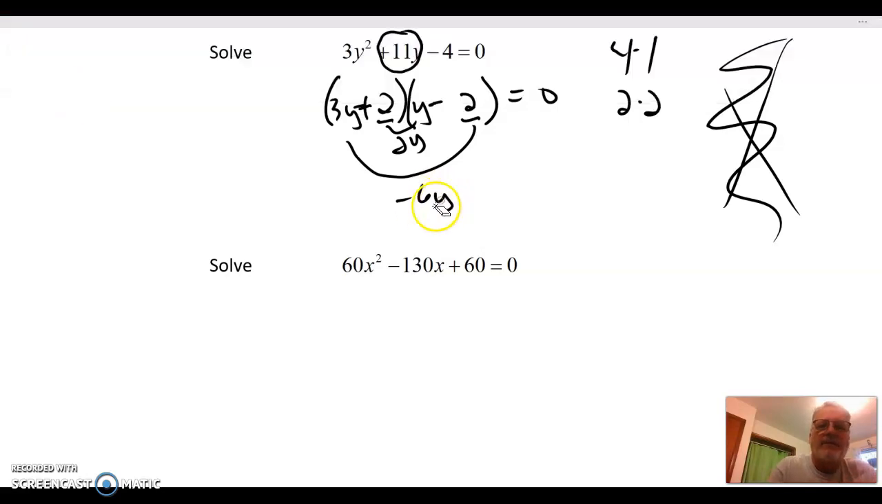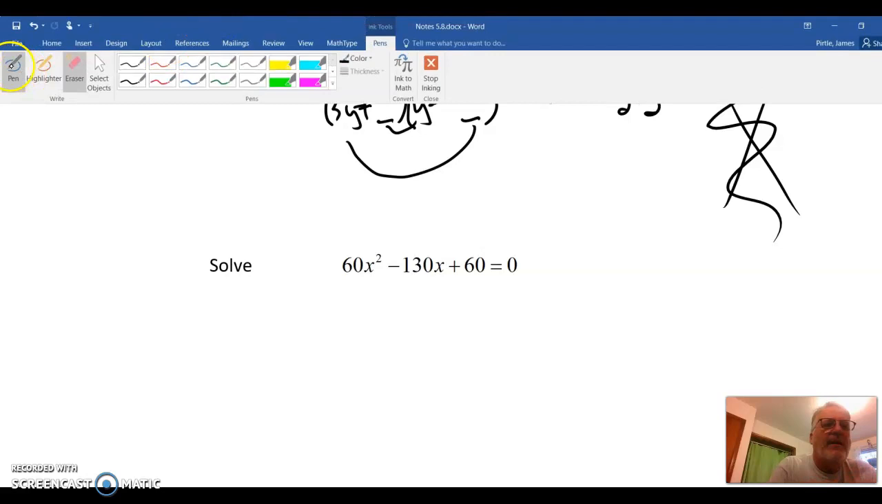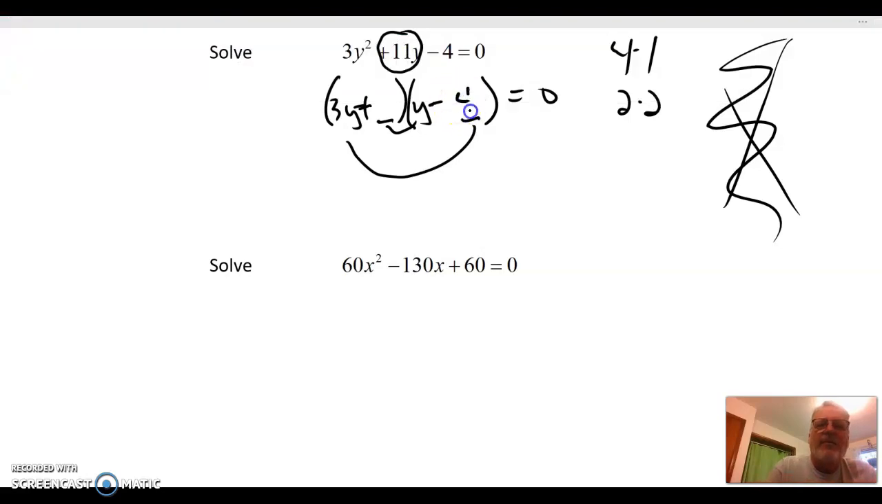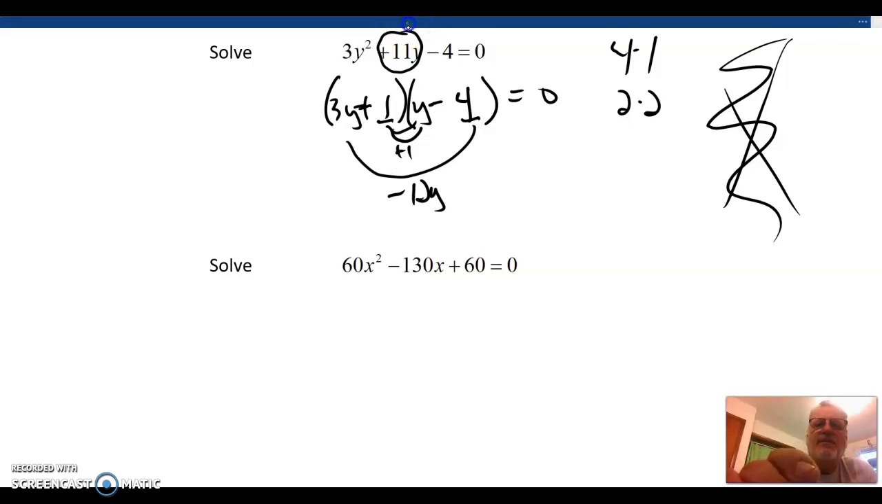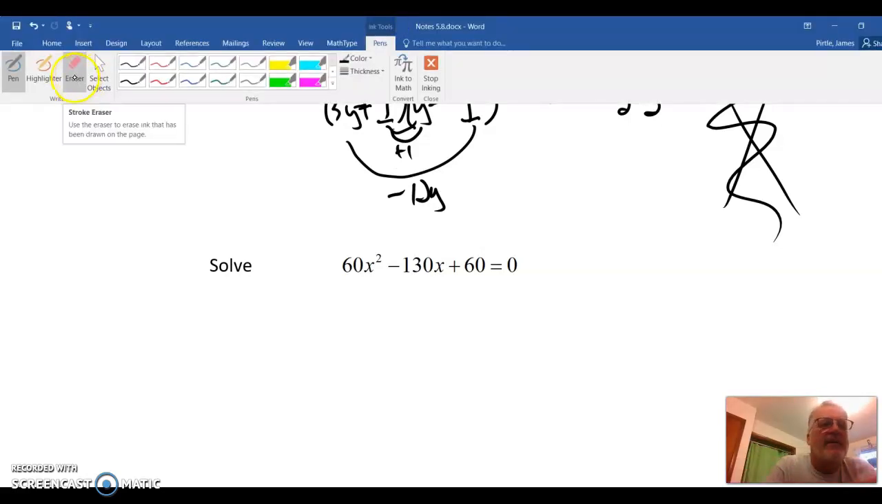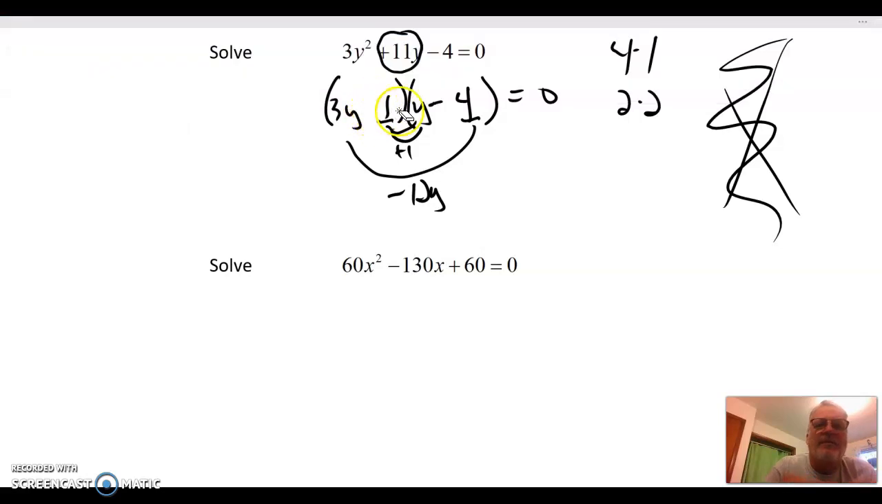I'm going to erase that. And after doing a little mental math, I think if I put a 4 here and a 1 there, the outside will give me negative 12y, and the inside gives me positive 1y. Well, that gives me a negative 11y. I needed a positive 11y. So whenever that happens, you got the right number, but the wrong sign. Just switch your signs.